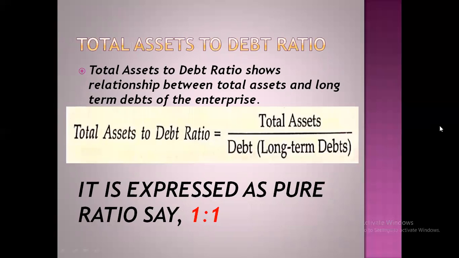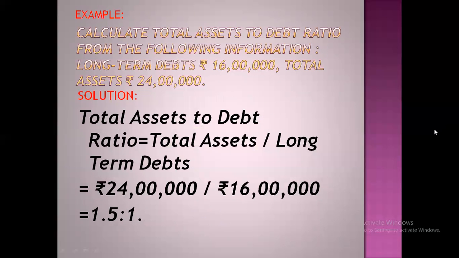Now total asset to debt ratio. This ratio shows the relationship between the total asset and the debt of the firm. So the formula will be total asset divided by debt or long-term debt. It is a pure ratio, and the ideal ratio is 1:1.